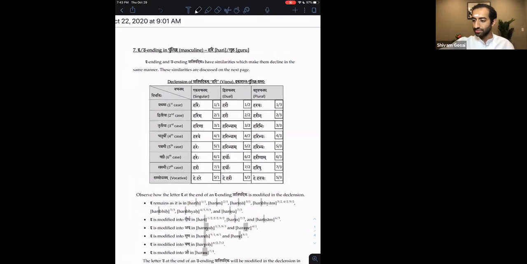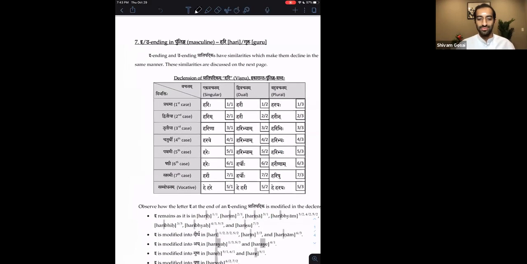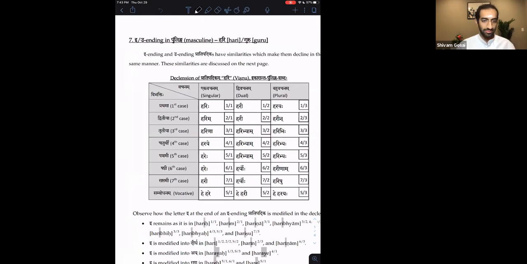All right, let me share this screen again. Actually, let me switch over. We're going to switch into the lesson. We're going to go to Hari-śabdha, on page 103 of the book. Looks like this. Oh, you're not seeing this. Yeah, you are seeing this. Okay, great.